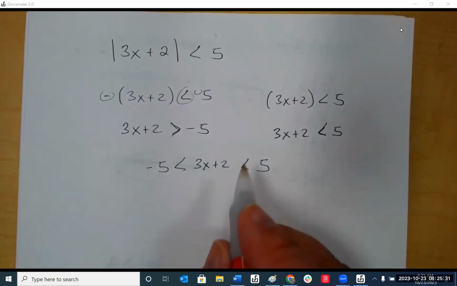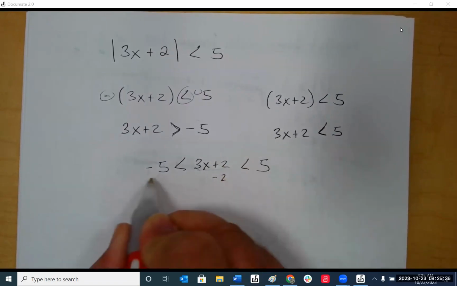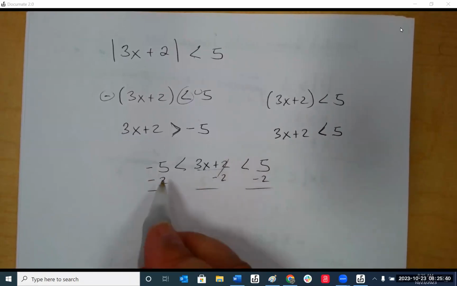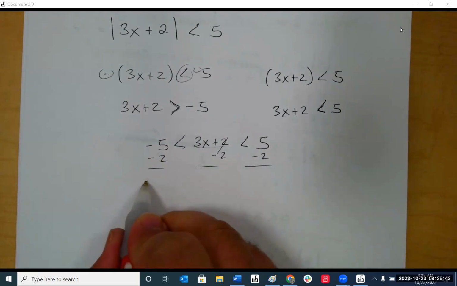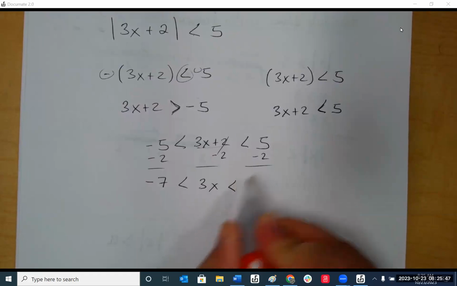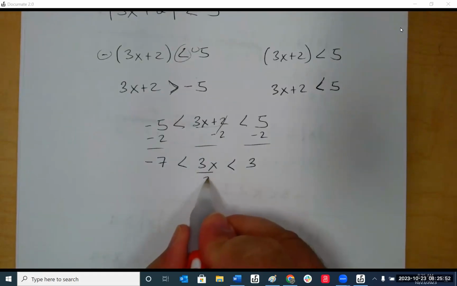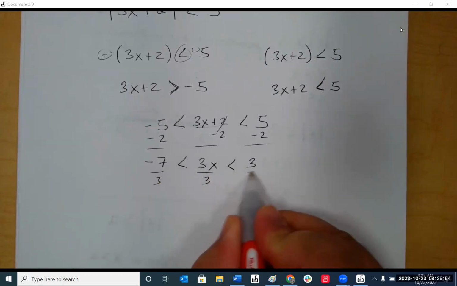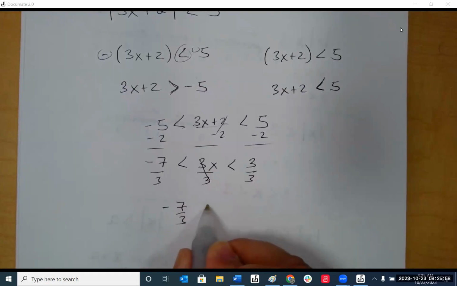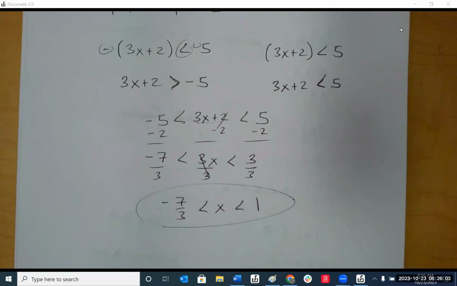And we do what we did with inequalities in chapter 1. Solve the middle. So we subtract 2 from everywhere. Negative 5 minus 2, they're both negative, so add the numbers. 5 minus 2 is 3. And then to get our x by itself, divide by 3 everywhere. Negative 7 over 3 is less than x is less than 1. And there's your answer.